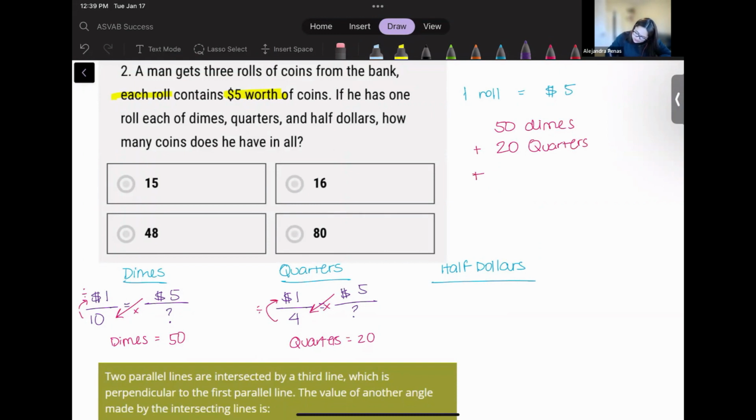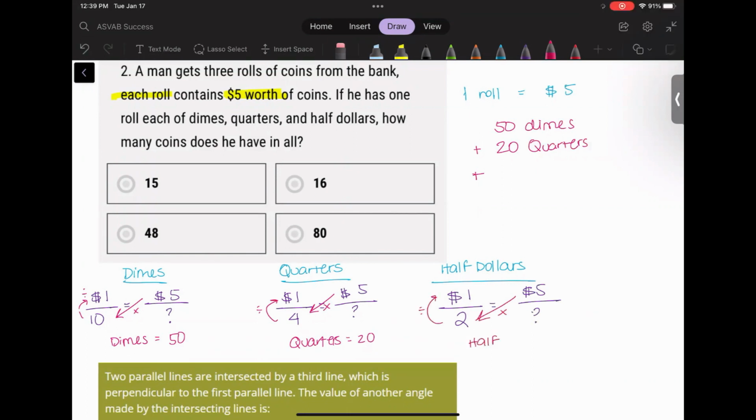And now the last one, how many half dollars do I have in a dollar? 50 cents. Well, yes, it's 50 cents, but how many 50 cents do I have in $1? 2. Because if it's 50 cents, then you need 2 to get to $1. So we're gonna have 2. How many half dollars will I have in $5? I'm gonna have 10. Okay.